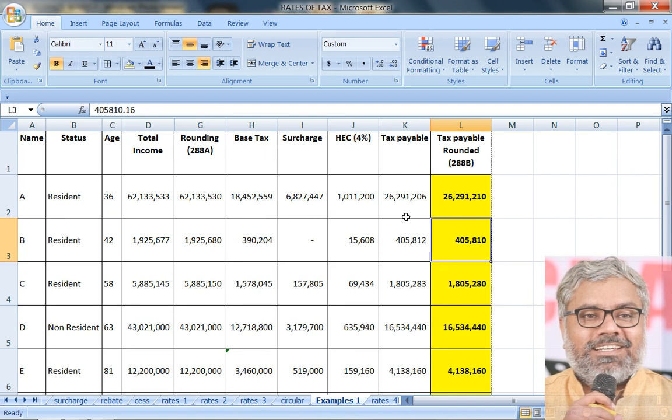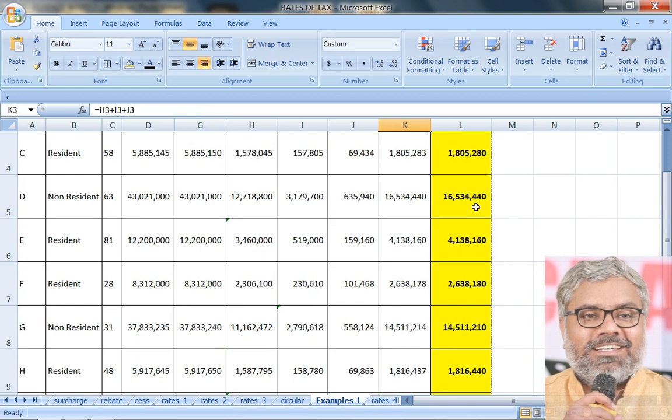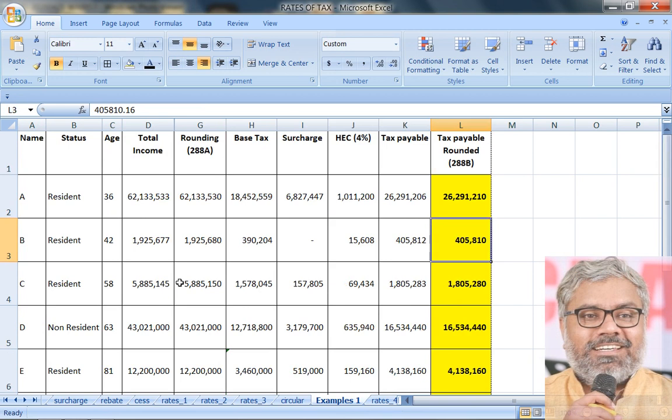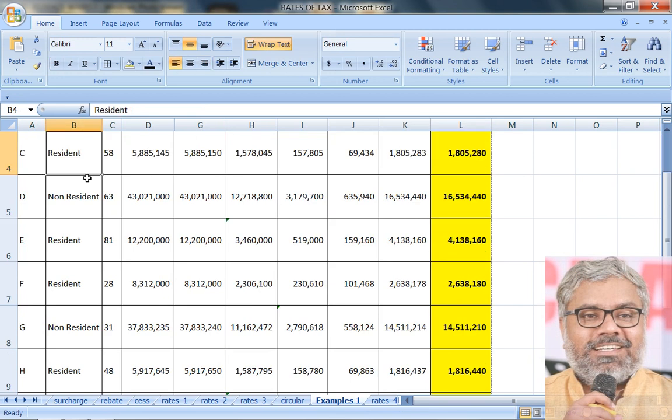Same way for B, the final answer is 4 lakhs 5,810. For the normal type questions, there is no need to explain anything special here, because rounding is common, calculation of base tax is common, having 30% rate plus 1,12,500. Here surcharge is not applicable since the income did not exceed 50 lakhs. So no surcharge. Cess is common. Add these two, we'll get 4 lakhs 5,812. Round it. 4 lakhs 5,810 is the answer for second question.